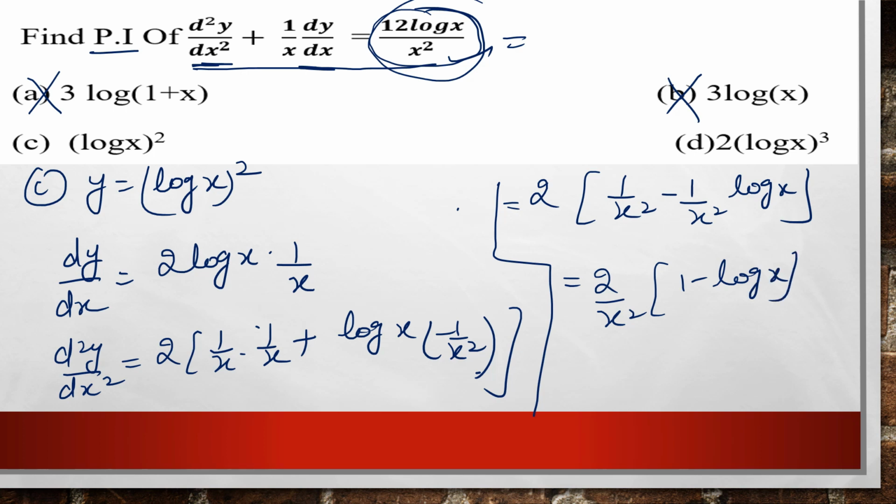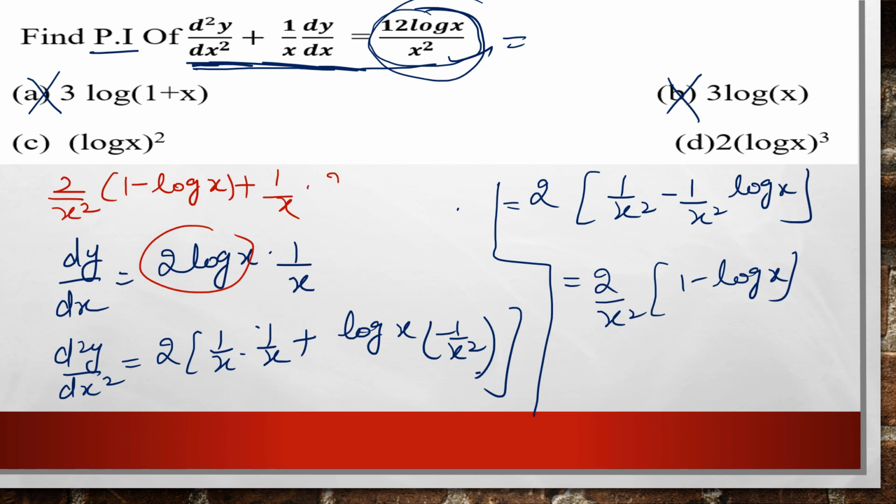Now if I place the value in these derivatives, what will we get? Just substitute the value, so we'll get 2 over x square into 1 minus log x plus 1 by x into 2 log x. Now see, are you getting this? So log x and 2 over x will be cancelled, and finally you will get 2 over x square. But this is not same as this. There should be 12. That means option C is also incorrect.